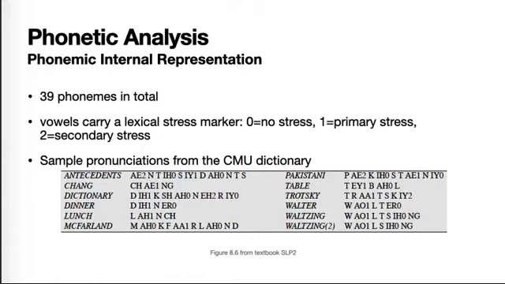So as mentioned, there are 39 phonemes in total, and vowels can carry a lexical stress marker. So 0 means there's no stress, 1 means a primary stress, 2 means a secondary stress. Consonants don't carry any stress markers. Here the table shows some sample pronunciations from the CMU dictionary. You'll notice that each word gets transcribed into a sequence of phonemes. Each one of those tokens separated by a white space represents a phoneme.